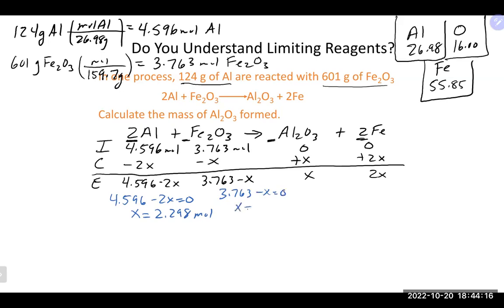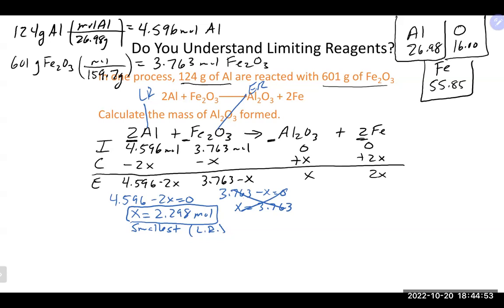So x here will equal 3.763. Once again, we want the smallest number, which is this guy. Which means it is our limiting reagent. We do not need this anymore. So that means out of this reaction here, it is the aluminum that's our limiting reagent. By default, it means our excess reagent would be the iron 3 oxide in this case. Any questions on that there?